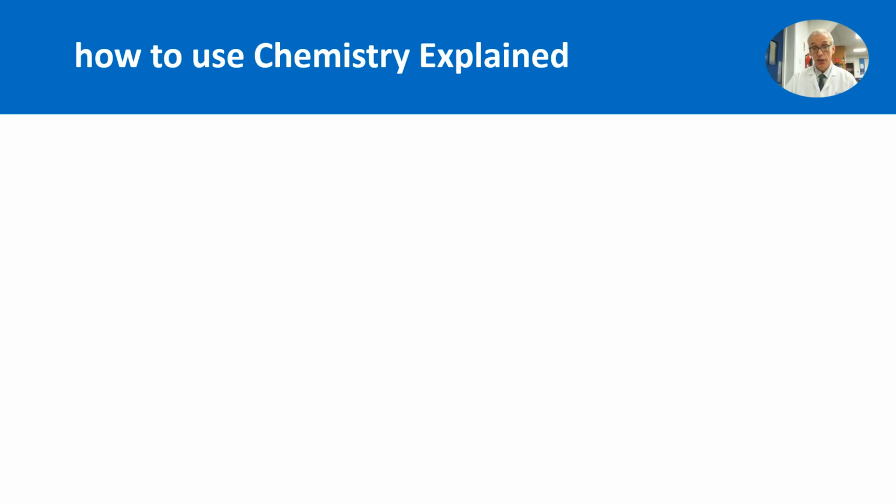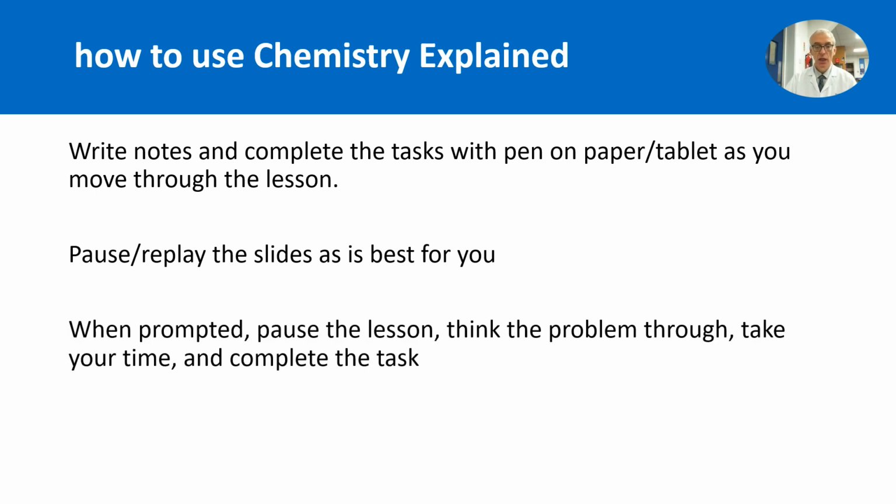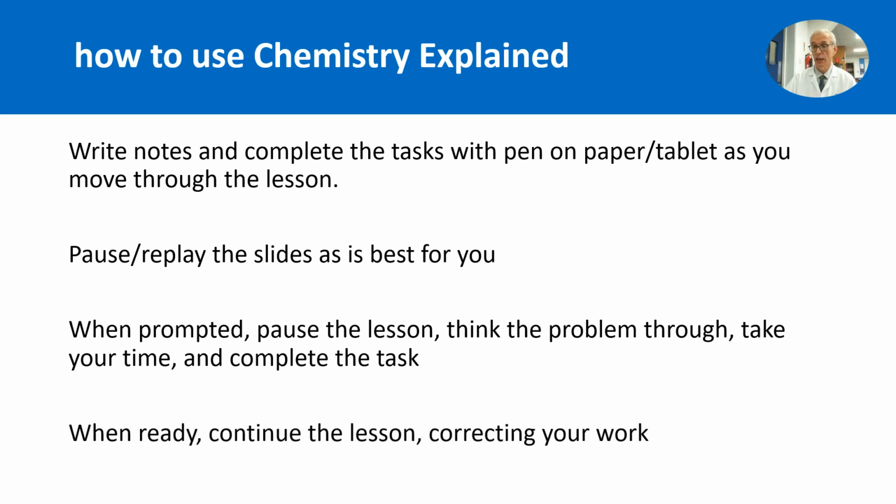Using Chemistry Explained means that you write notes on paper or tablet. You control the pace of the lesson through pausing or replaying the slides. Most important, when prompted, complete the task, thinking the problem through, taking your time before you check against the correct answer and then move on.